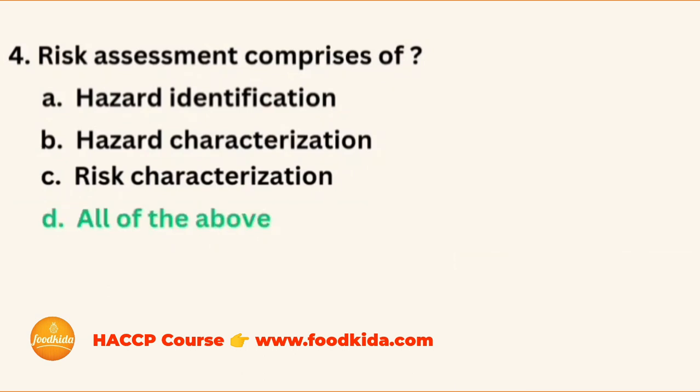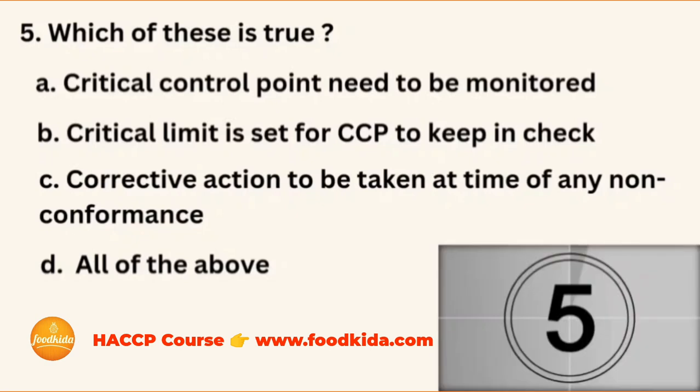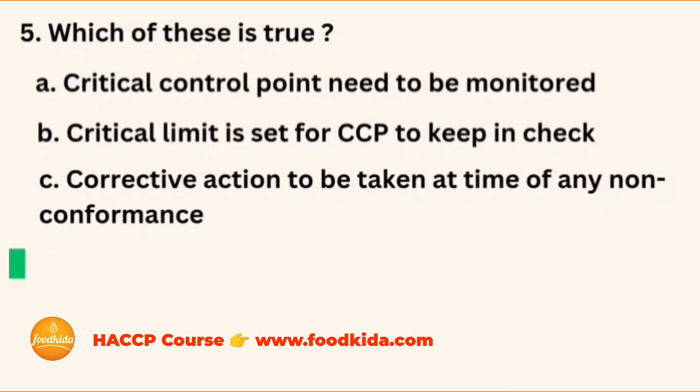Which of these is true? Option A, critical control points need to be monitored. Option B, a critical limit is set for a CCP to keep it in check. Option C, corrective action is to be taken at the time of any non-conformance. Or option D, all of the above. And the correct answer is option D.